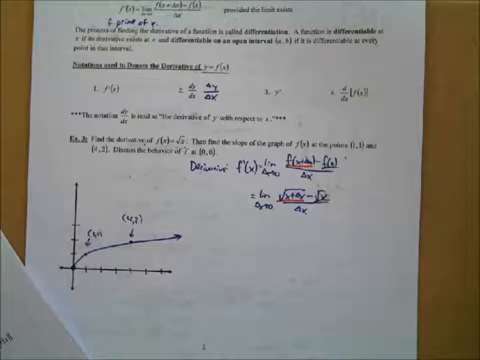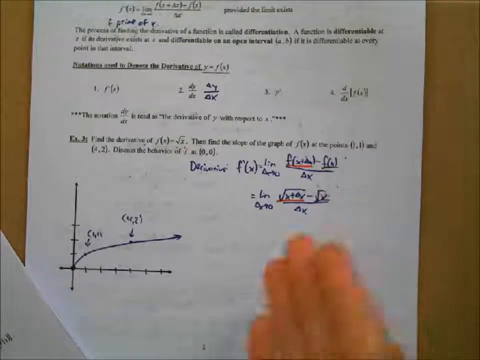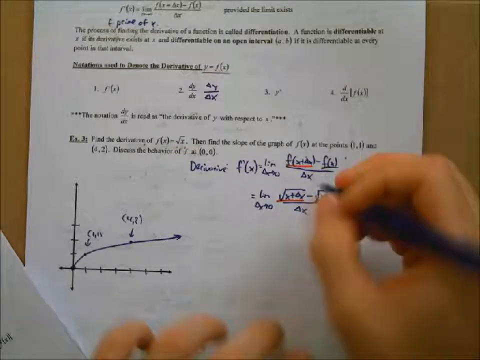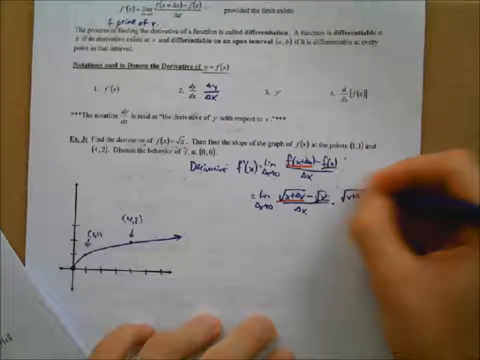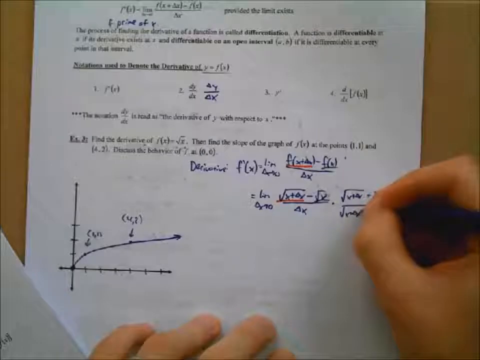So what do we do now? How should we proceed? Give up? Multiply by the conjugate. Exactly right. We're going to use the strategies that we've already developed. That's why we utilize those strategies, because we're going to see them showing up here when we take these derivatives. Okay? So, right, we'll multiply by the conjugate here. Root x plus delta x plus root x over root x plus delta x plus root x.